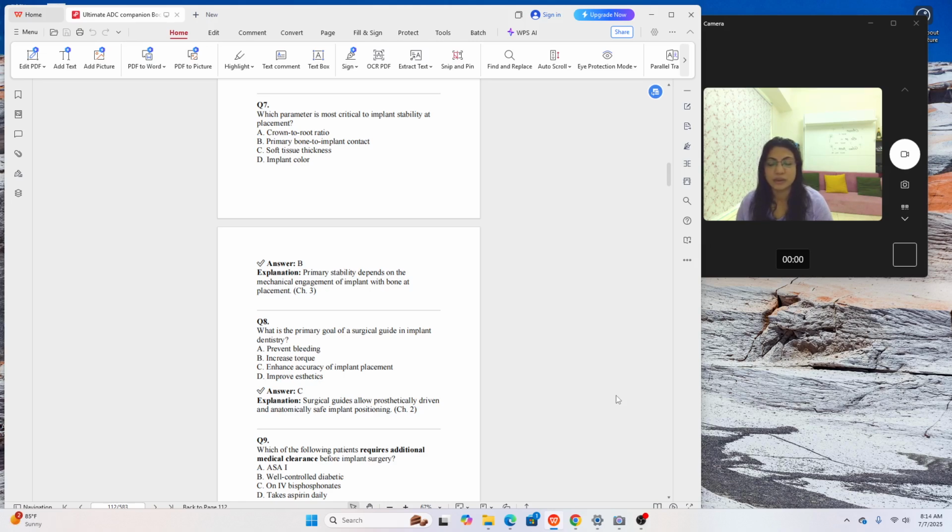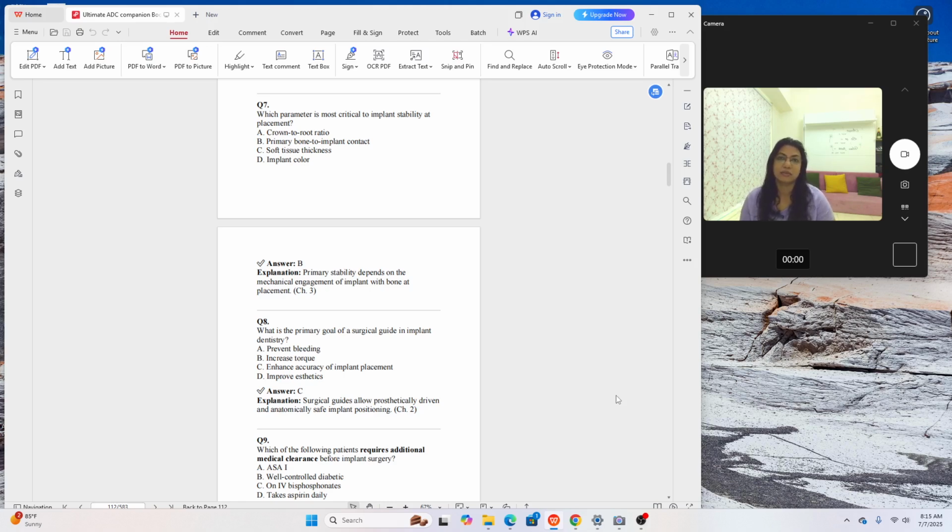So crown to root ratio is not an option. See, because there is no PDL ligament, right? So if there is no PDL ligament, there is no chance of root resorption happening. And there is no concept of implant resorption. It's either osseointegrated or it just completely fails. So crown to root ratio is not the right answer. Primary bone to implant contact. Okay. Soft tissue thickness. Soft tissue thickness is not the most critical factor. I mean, there has to be a bit of soft tissue thickness, but that doesn't matter to my implant that much because it's going in the bone, it's not going in the soft tissue.